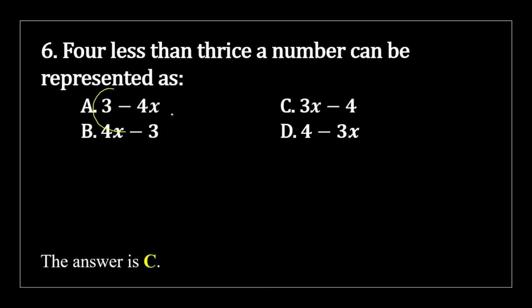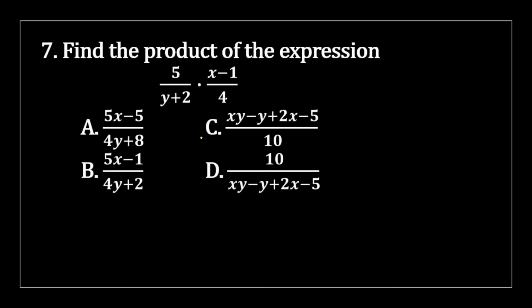Not this one, because this is read as 4 times a number less than 3. So the correct answer is this: 4 less than thrice the number. Let's go with number 7.